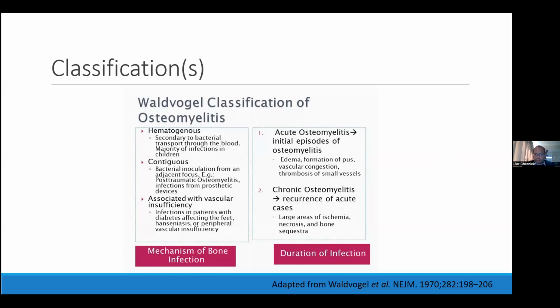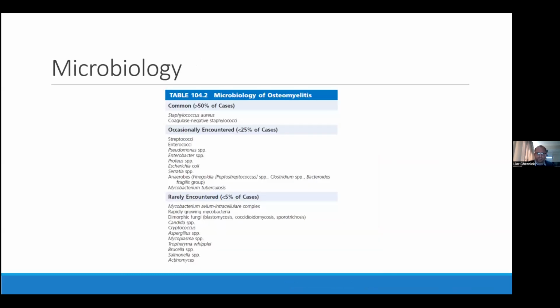The duration of infection is also used to stratify whether it's acute or chronic. The truth is, this is much more of a spectrum than a strict criteria of what would be acute and chronic, and obviously there's everything in between. But chronic osteomyelitis would be where you have large areas of ischemia and the development of sequestrum formation, with that potential for chronicity and difficulty to eradicate.